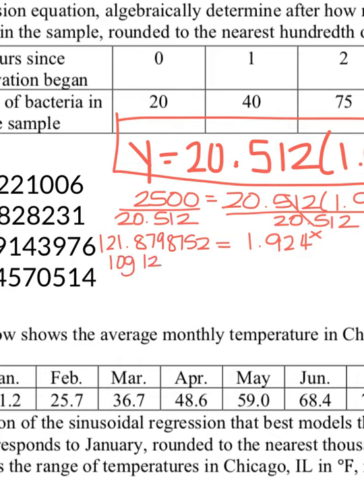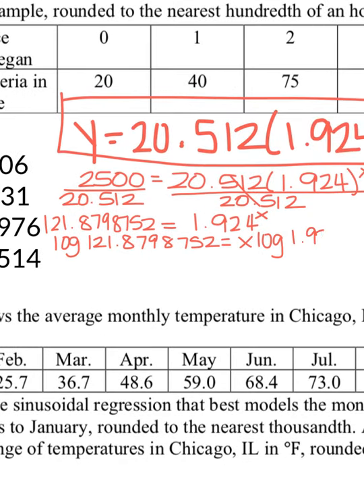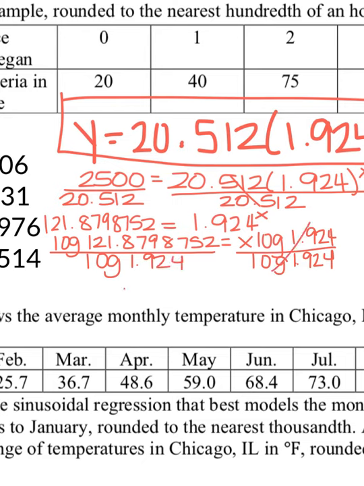So log of 121.8798752 equals, the exponent comes to the front, x log 1.924. Divide both sides by the log of 1.924. Over here it'll cancel, so I get x equals, rounding to the nearest hundredth of an hour, 7.34 hours.